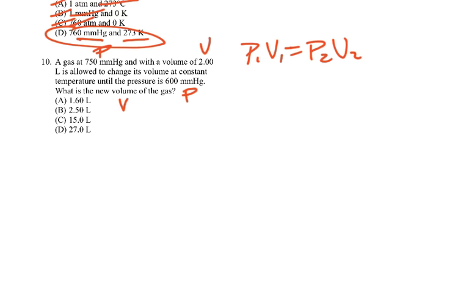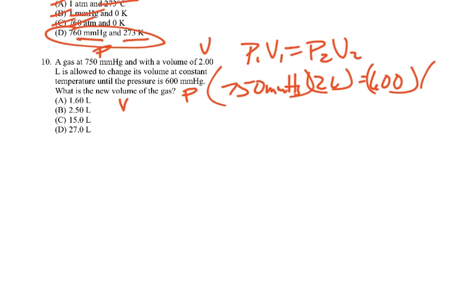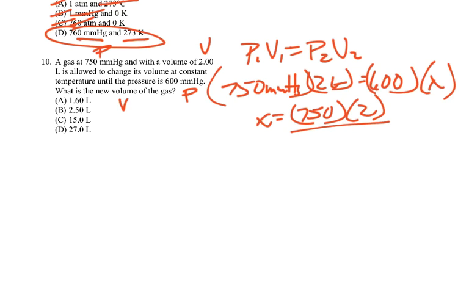And our pressure is 750 millimeters of mercury times 2 liters is equal to 600 millimeters of mercury times X. Making some shortcuts here so I can fit it in. So X is going to be 750 times 2 divided by 600. So my answer is going to be larger than 2, which makes sense because if I reduce the pressure on a gas, it'll allow it to expand a little bit. So I'm going to get an answer that's bigger than 2.